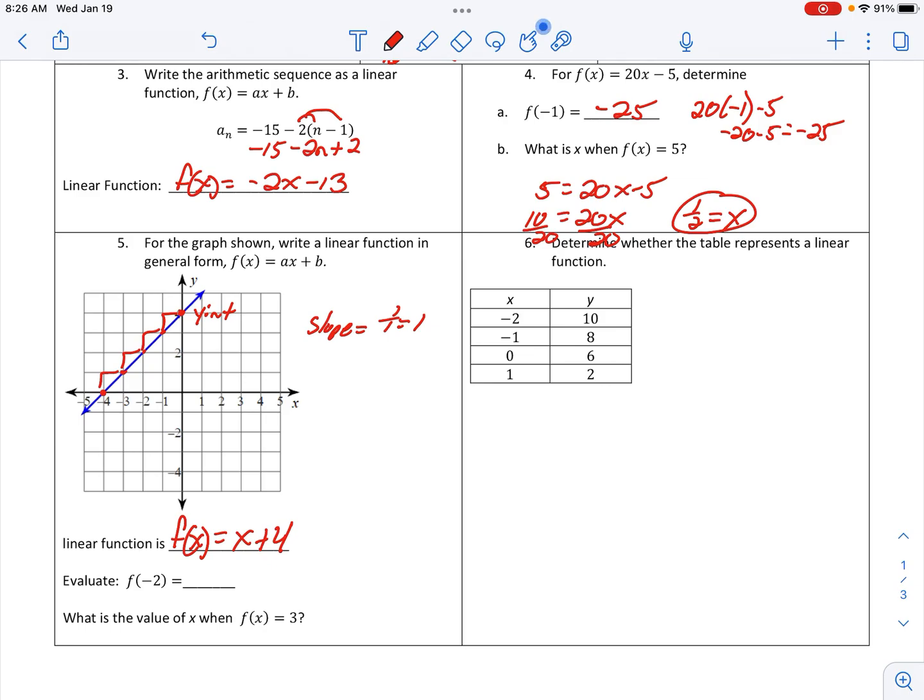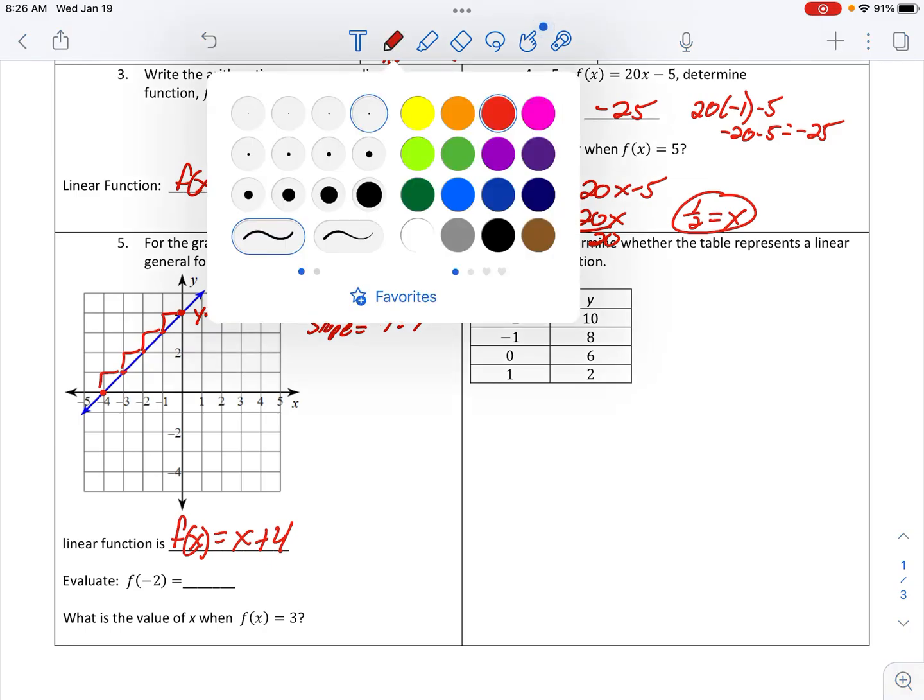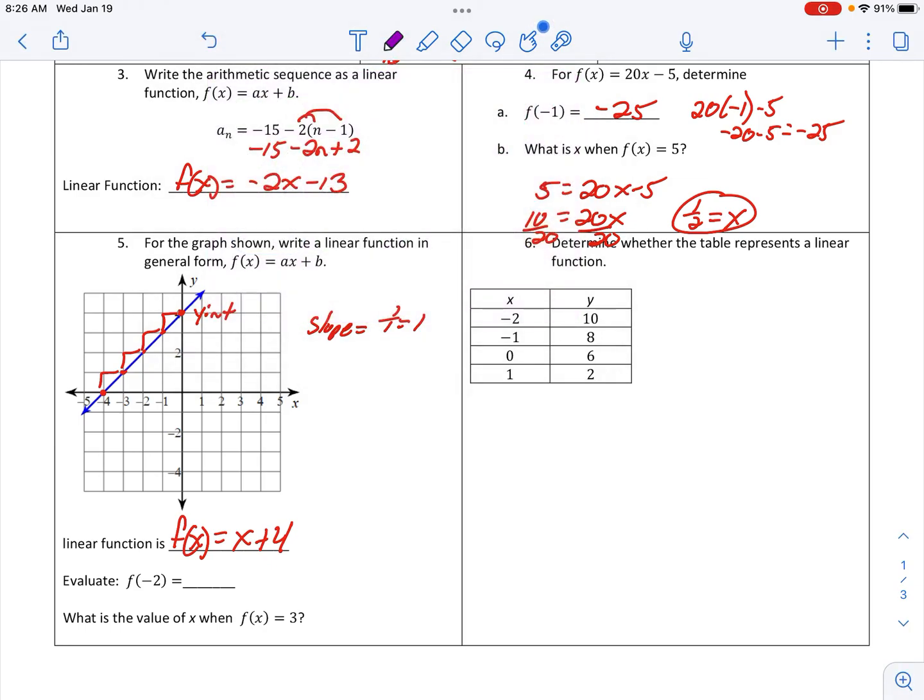So 1x plus 4. When I say f of negative 2, that means go to the x-axis at negative 2, find that location. That location is at (-2, 2). And when it says 3, that means go to the y value of 3. Y value of 3 is right here. There is my graph. And that is located at (-1, 3). So in order to get a y value of 3, the x value had to be negative 1.